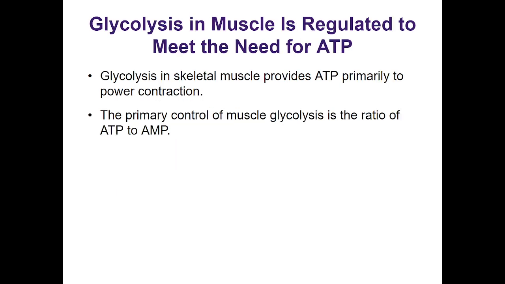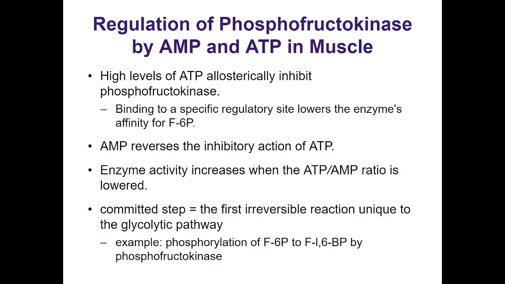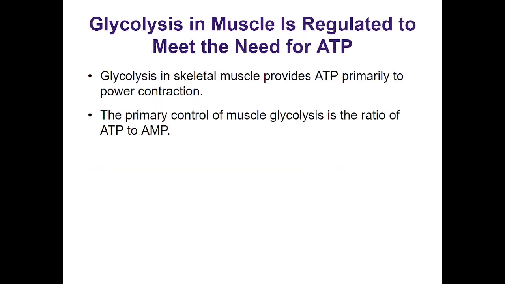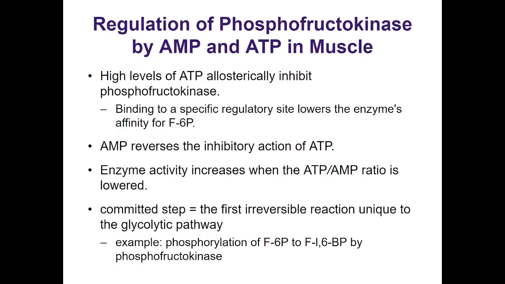Okay. So glycolysis in skeletal muscles provides ATP primarily to power contraction. The primary control of muscle glycolysis is going to be the ratio of ATP to AMP. High levels of ATP allosterically inhibit the phosphofructokinase. Again, phosphofructokinase being one of the committed irreversible reaction steps, right? And so these are the ones that are typically going to be your control points. Okay? This right here being a feedback inhibition that can occur, or a feedback control, right?